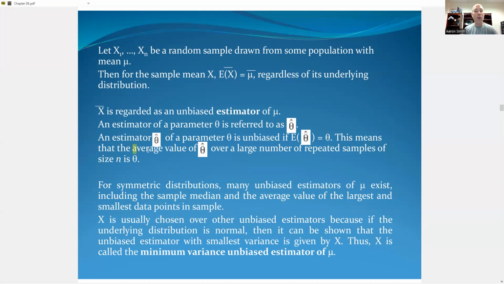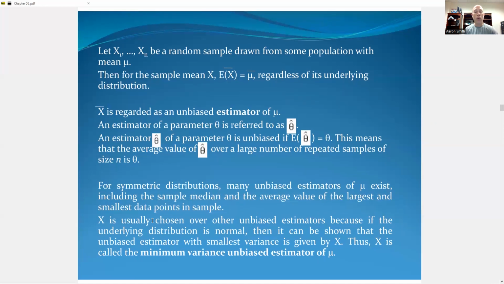So the average value of theta hat will be equal to the value I'm attempting to estimate with a large number of observations if I have an unbiased estimator. Now, for symmetric distributions, many unbiased estimators exist, including the sample median and the average value of the largest and smallest data points in the sample.